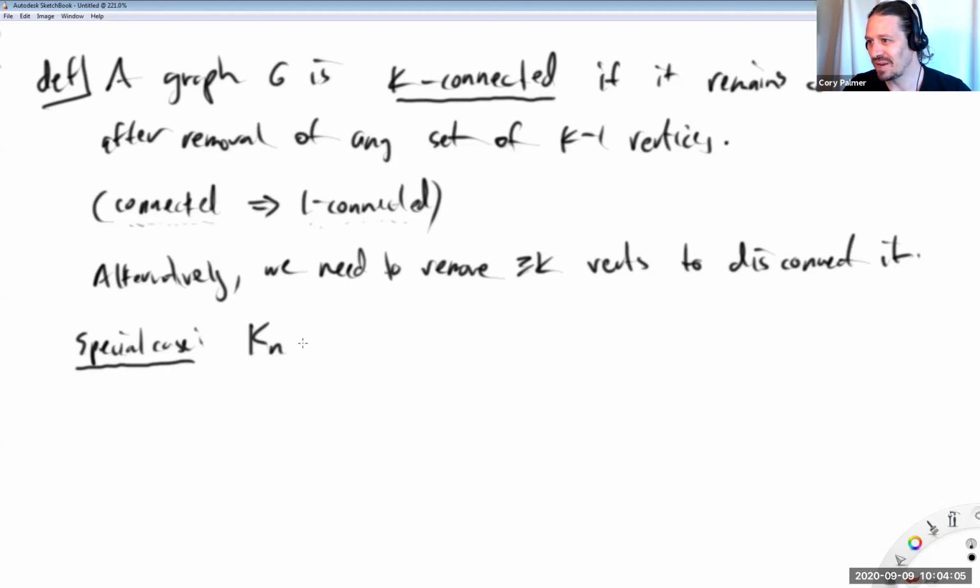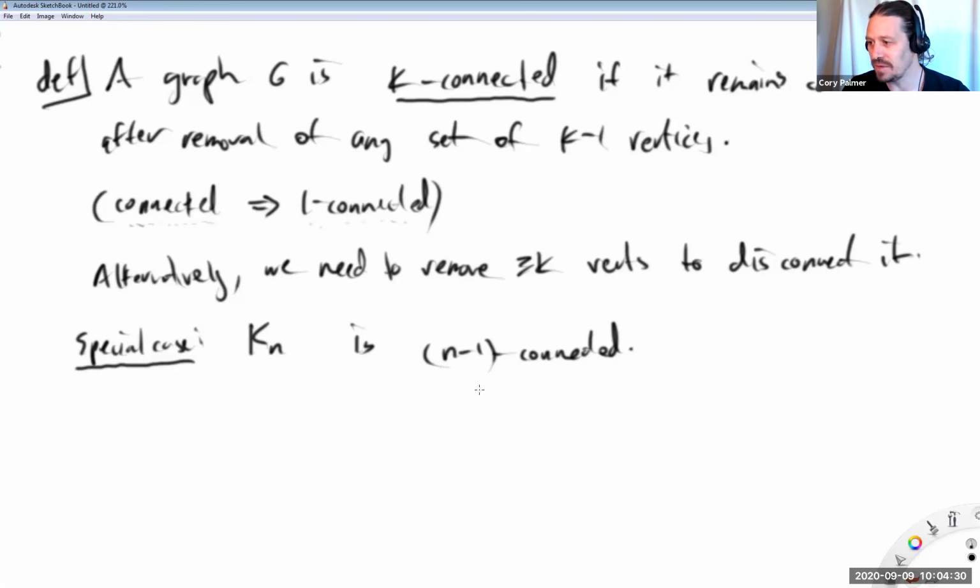But that maybe is still connected. I don't know. I mean, vacuously it is, right? Every pair of vertices has a path. There's no pair of vertices. So actually what we say for this one here is we will say that Kn is n minus 1 connected, which kind of makes sense. I mean, after the removal of n minus 1 vertices, you're still connected because you have a single vertex.